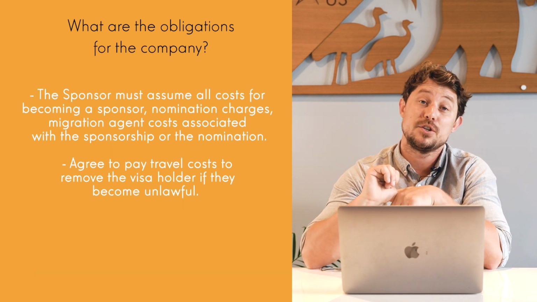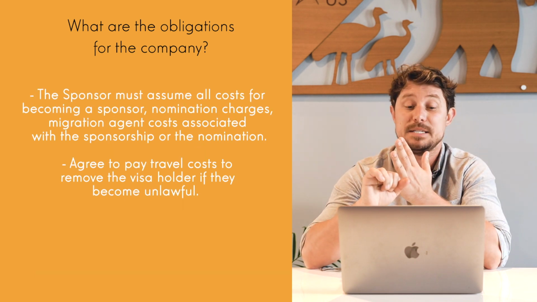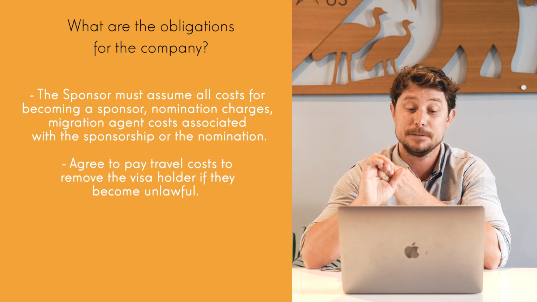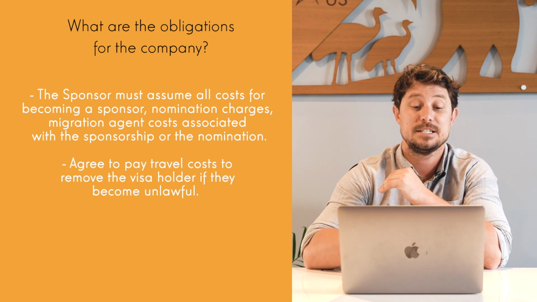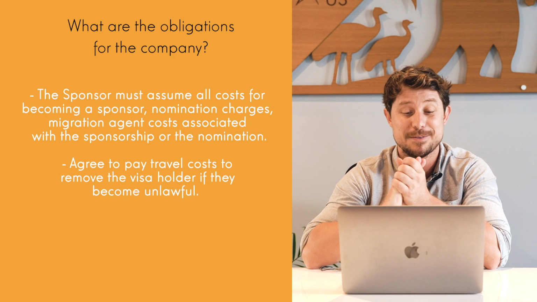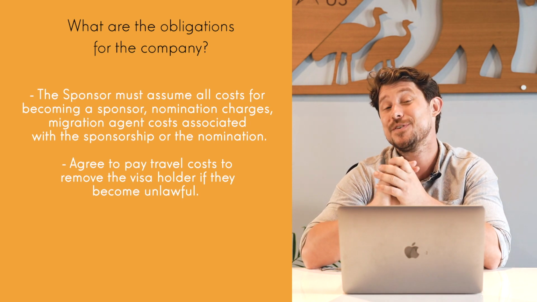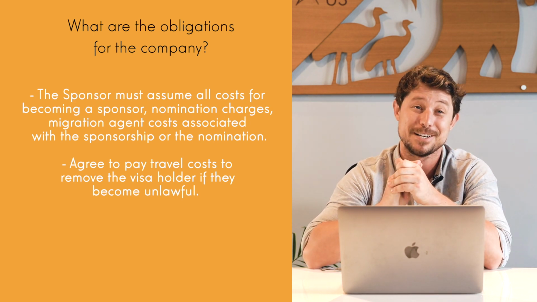The sponsor must assume and pay all costs for the standard business sponsorship and nomination. Essentially the sponsor must also agree to pay the travel costs to remove the visa holder if they become unlawful. So if you run away and immigration has to track you down, immigration is going to require the sponsor to pay for that. These are the main requirements. You can check the link below for a full list of the requirements.